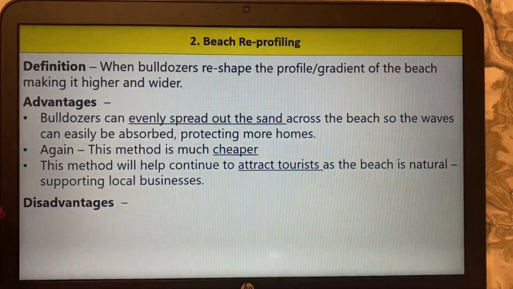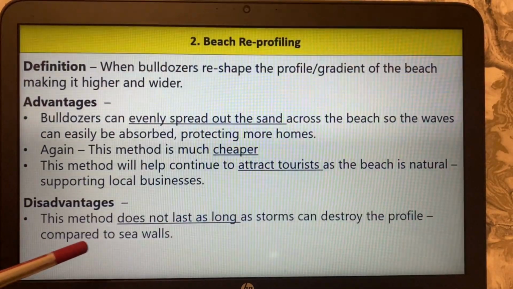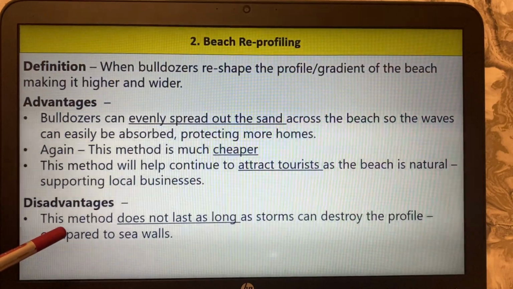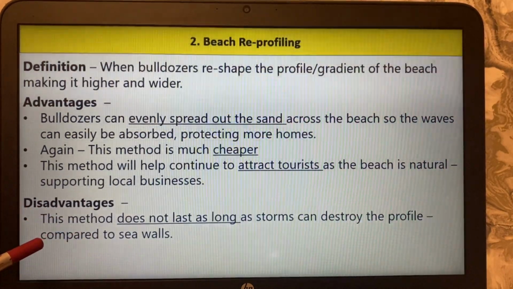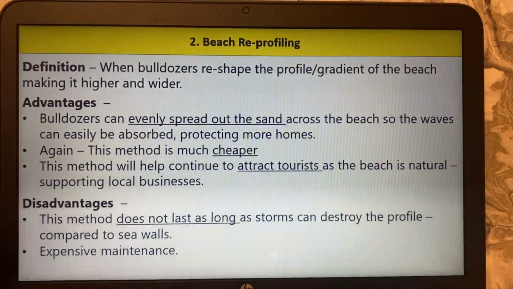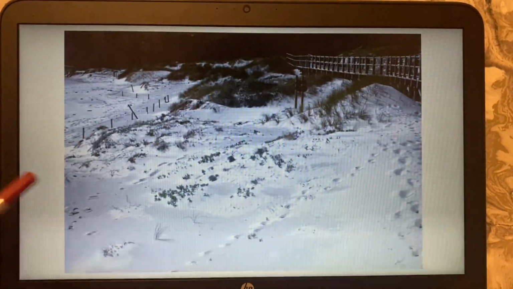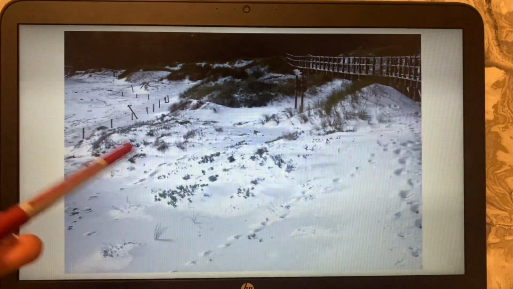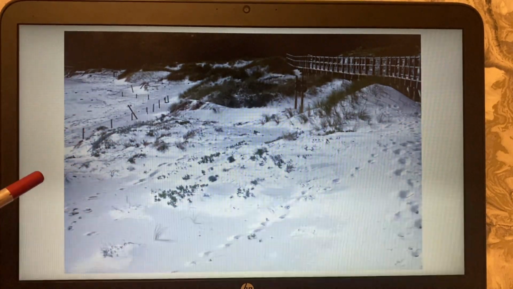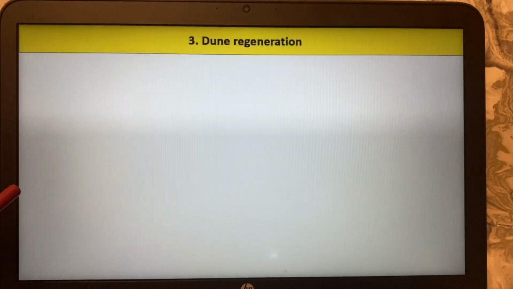The disadvantage of this method is that reprofiling the beach doesn't stop the storms. The beaches can easily get destroyed again, and that makes it very expensive. The last method, as you can see, is not like reprofiling. It's not like beach nourishment. It's these dunes that are formed. So the last one is dune regeneration.